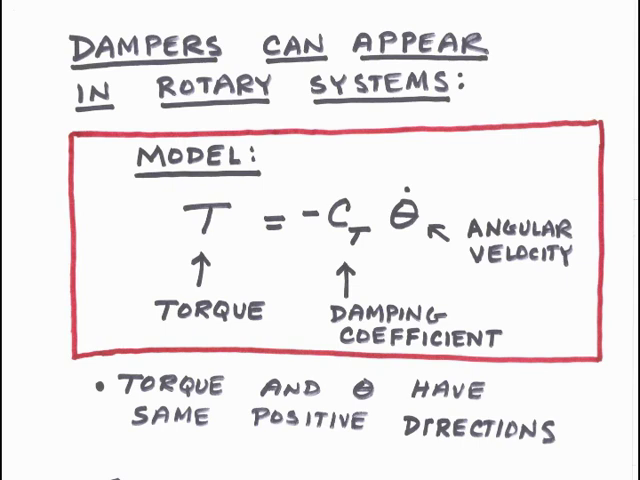In this presentation, we'll study damping in rotational systems. In rotational systems, the damping will exert a torque which will act to impede the rotation. The simplest possible relationship for damping in a rotational system is governed by the following equation. T, the torque, is equal to minus Ct, the damping coefficient, times theta dot, the angular velocity. For this particular equation, torque and theta have the same positive direction.